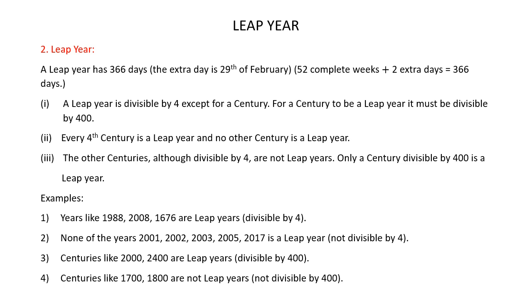For example, consider the century 1700. Now, although 1700 is divisible by 4, it is not a leap year because 1700 is not divisible by 400. Only centuries divisible by 400 are leap years. So, 1700 is not a leap year. Same is the case with the century 1800. Hope you have understood the concept of a leap year.